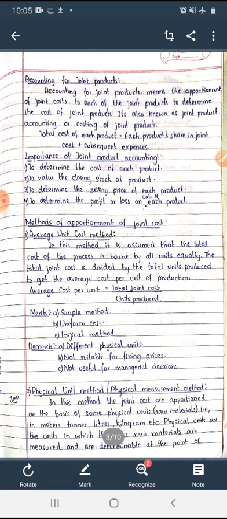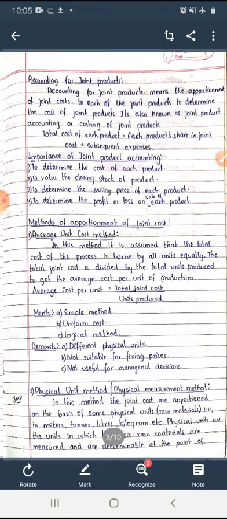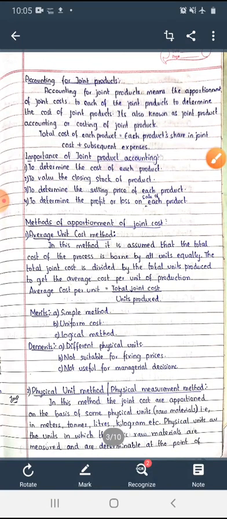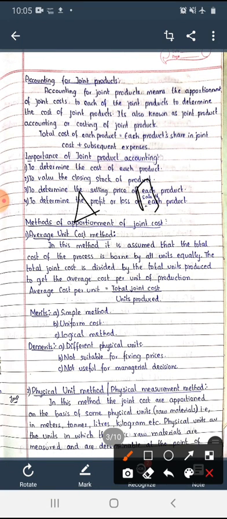Now the cost is joint, but we have to divide the joint cost among all the joint products, right? For example, A and B are the products. This is the separation point, till which they are produced together. So the total cost is 10,000. Now we don't know how much is for A and how much is for B.